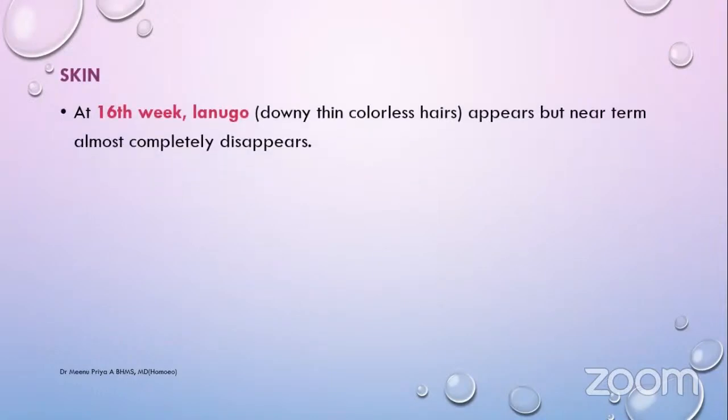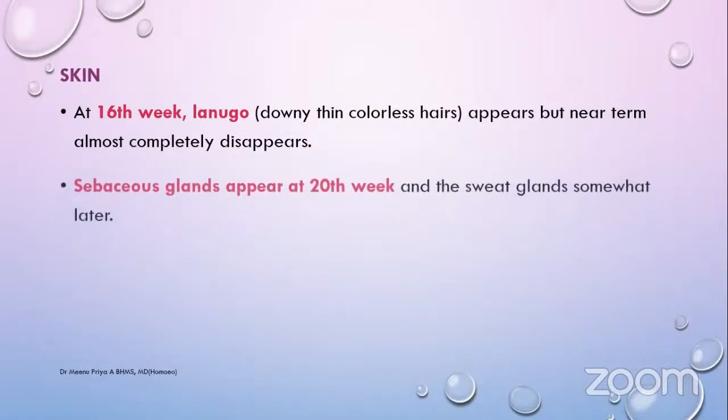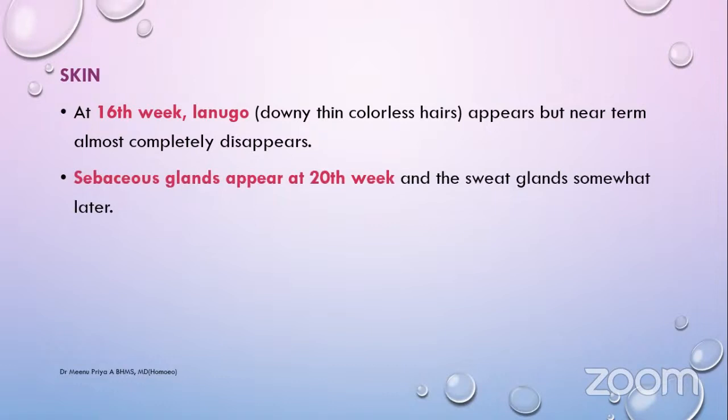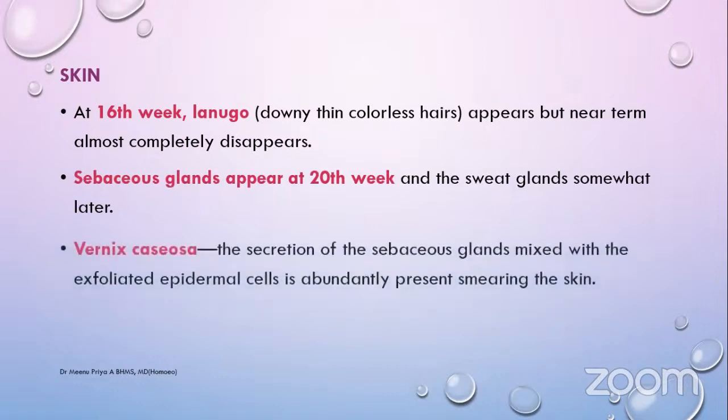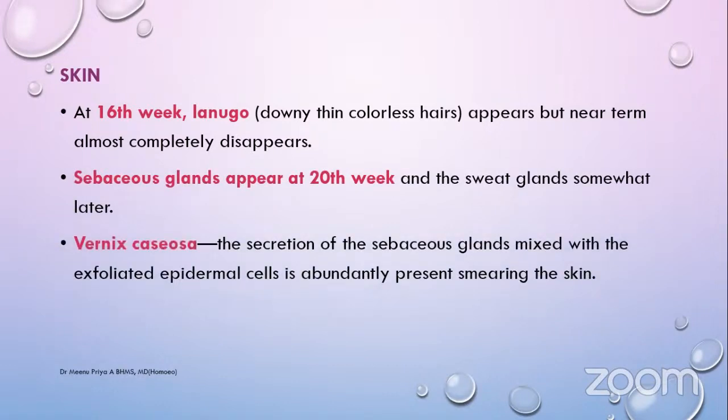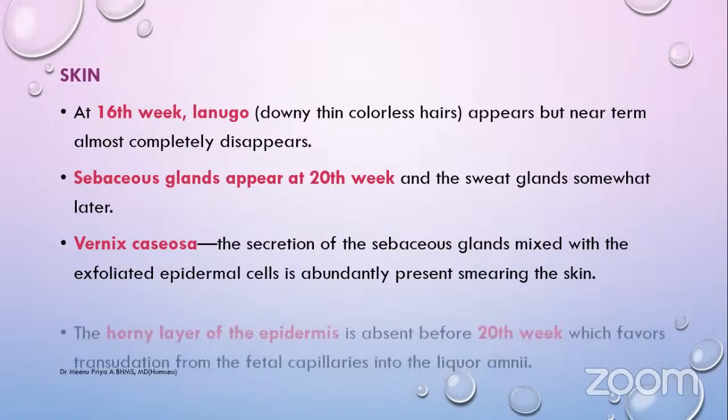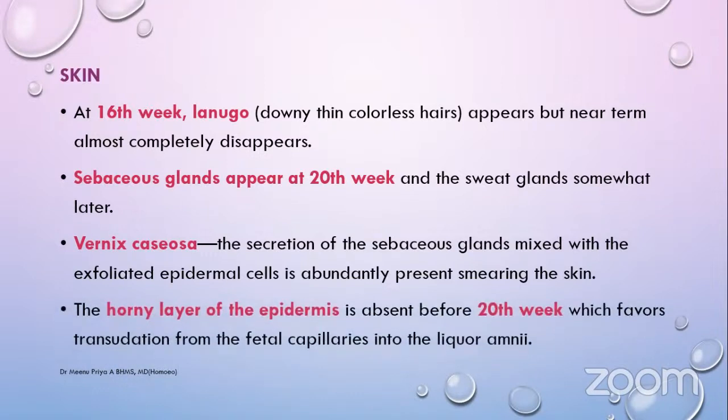Skin, 16th week. When does lanugo appear? It is in the 16th week. And what is lanugo? It is downy, thin, colorless hair which appears, and near term, it is disappearing. Sebaceous glands appear at 20th week. And what is vernix caseosa? It is the secretion of the sebaceous gland mixed with the exfoliated epidermal cells, abundantly present, smearing the skin. The horny layer of epidermis is absent before 20th week. It appears only after 20th week.